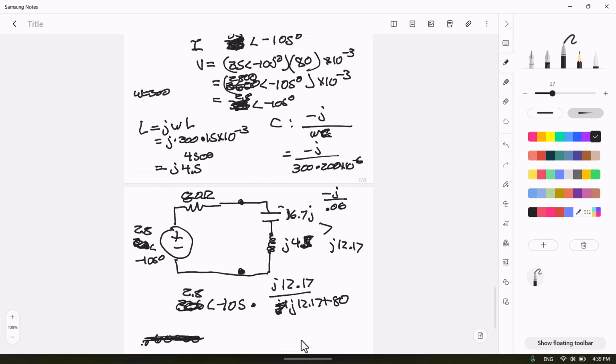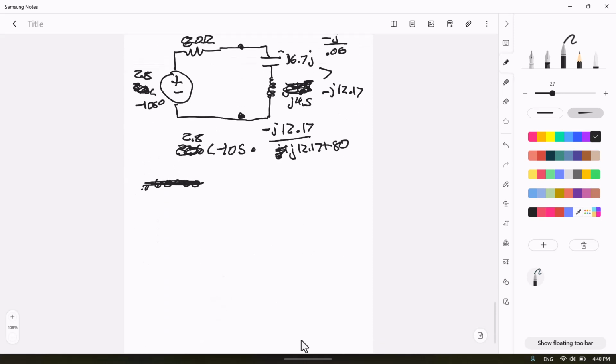Well, you said it was 300 times 50 times 10 to the negative 3. Yeah, that's what I said. I think it's supposed to be 4.5. Ah, so that means that's where this comes from. This is really negative 12.17, a negative 16.7, because I was just copying the answer. So this is J 4.5, and a positive 4.5 and a negative 16.7 is a negative J 12.17. Okay, so now we have all the correct numbers.